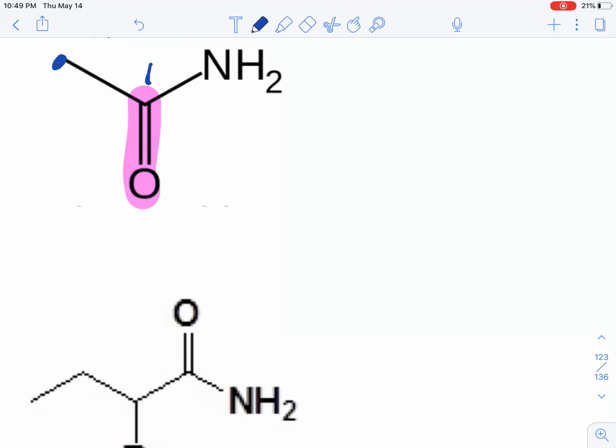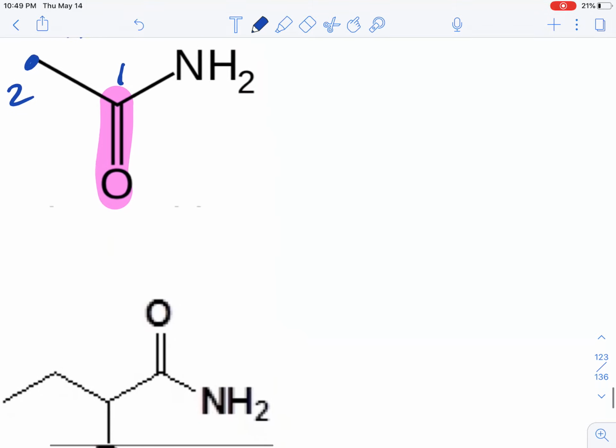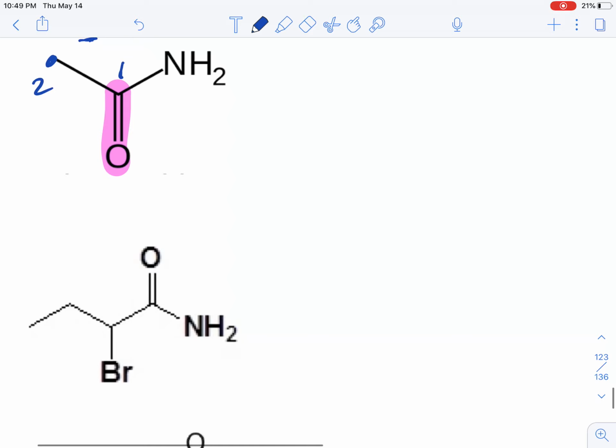And so I have my second carbon. Since I have a 2-carbon compound with my amide, this is going to be ethane. Drop the E, put in amide. So this is going to be ethanamide. And that's pretty much it.